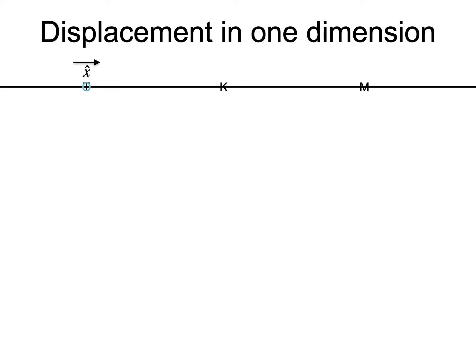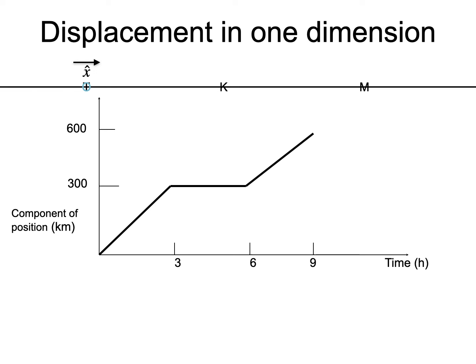Let us look again at the example of the motion along a straight road between Toronto and Montreal, which are 600 kilometers apart, with Kingston halfway between the 2 cities. We will choose the origin at the location of Toronto and the x-reference direction as pointing from Toronto towards Montreal. As an example, a trip between Toronto and Montreal has the following component of position versus time graph.